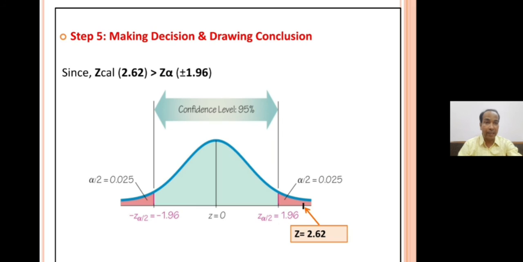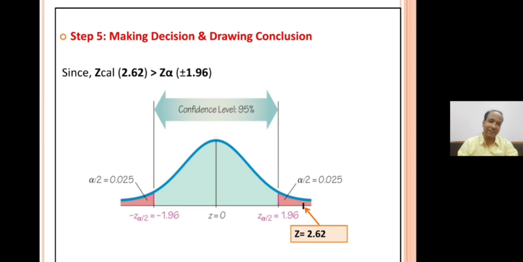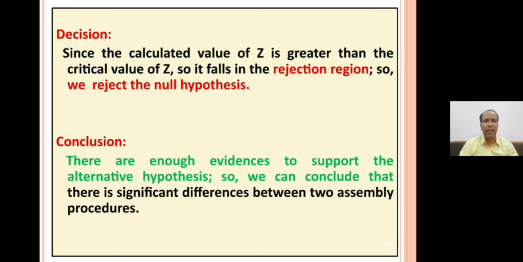In the graph, we can very well see our calculated value 2.62 is pointed here. So that falls in the rejection region, the red zone. That means we will reject the null hypothesis, and in that case we accept the alternative hypothesis. This is how the decision will be written.